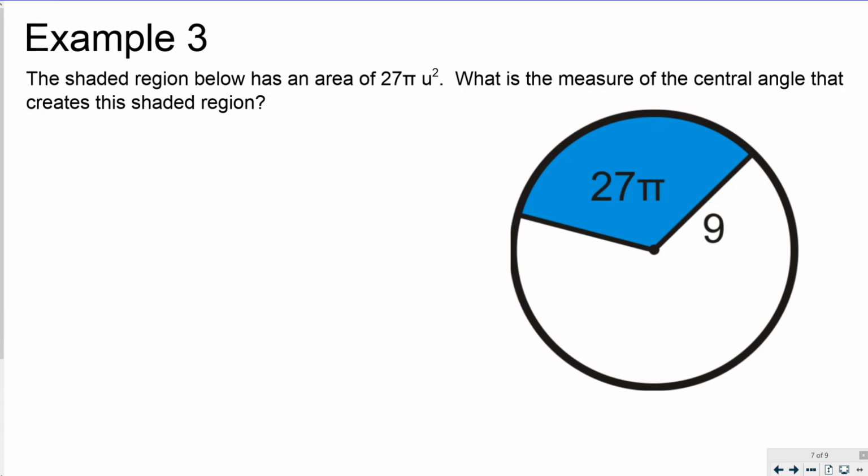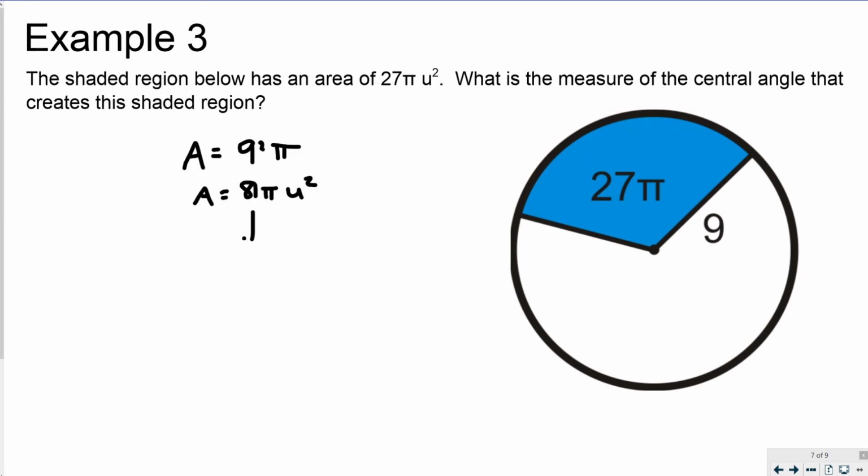Okay, so now we're going to work backwards. The shaded region below has an area of 27 pi units squared. What is the measure of the central angle that creates the shaded region? Okay, so we still need to calculate the area of the circle in order to work backwards here. So the area is equal to 9, the radius, squared times pi. So the area is equal to 81 pi units squared, because they gave me units squared for the original problem.